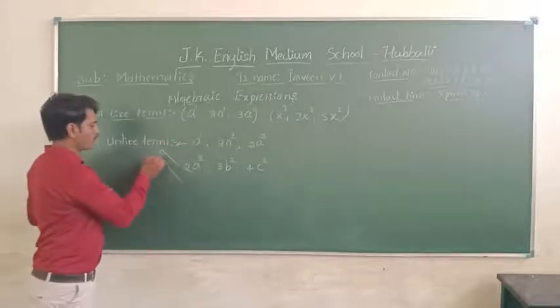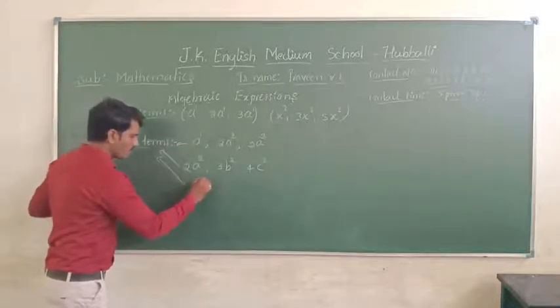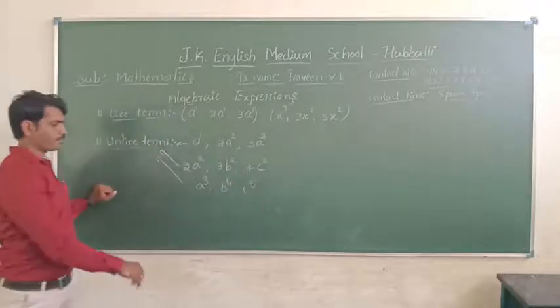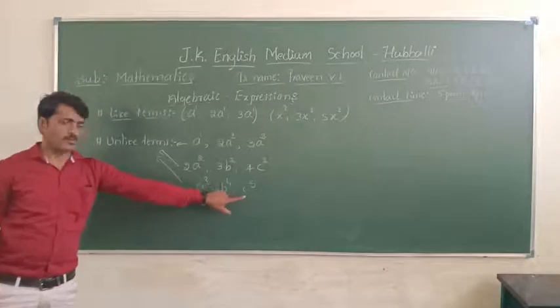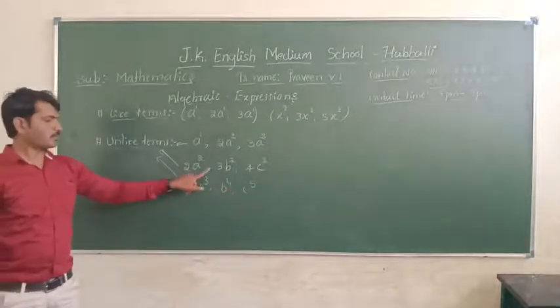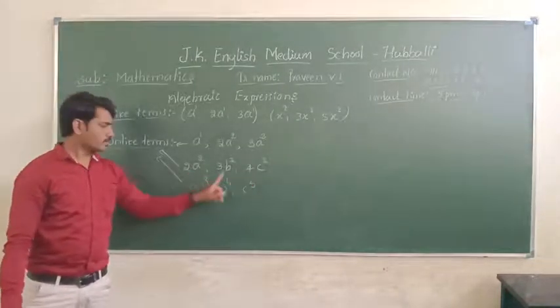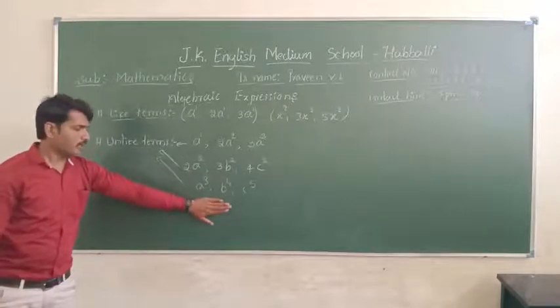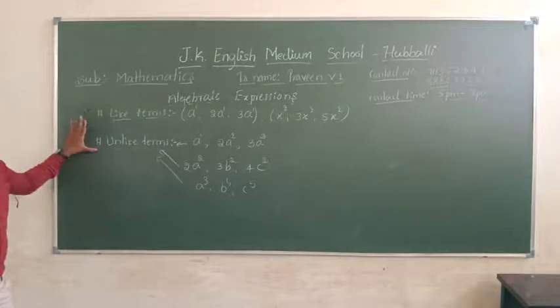And one final one more. That is a to the power 4 and c to the power 5. Bases are different as well as the exponents are different. So these kinds of algebraic terms, or sets of algebraic terms, are called unlike terms.